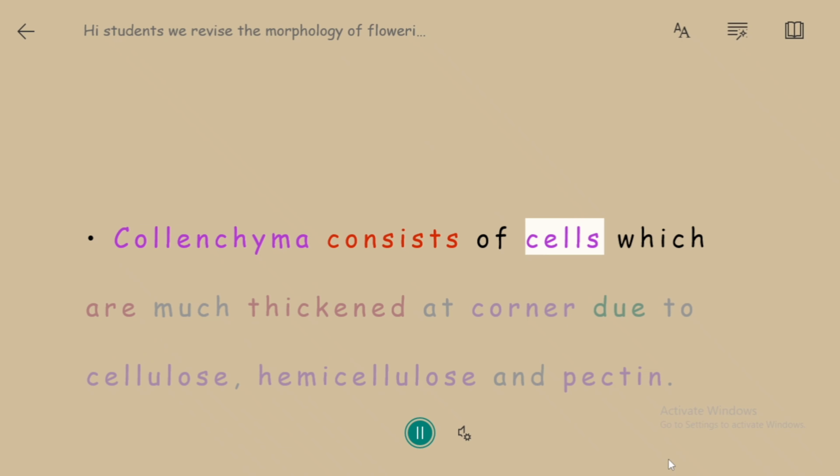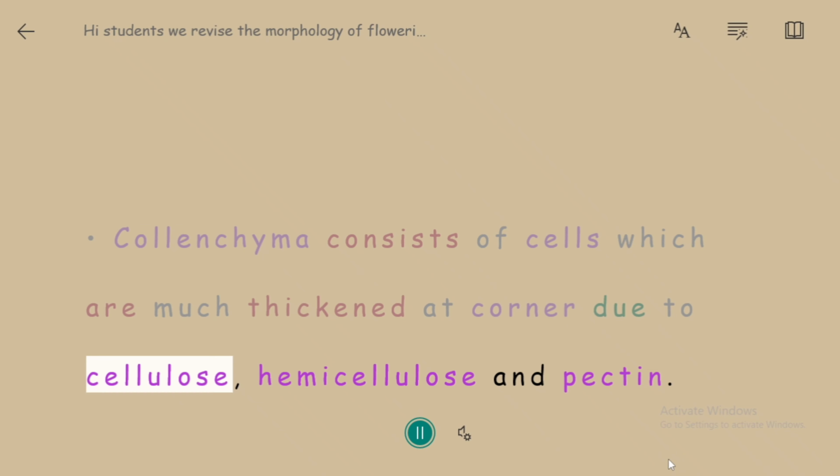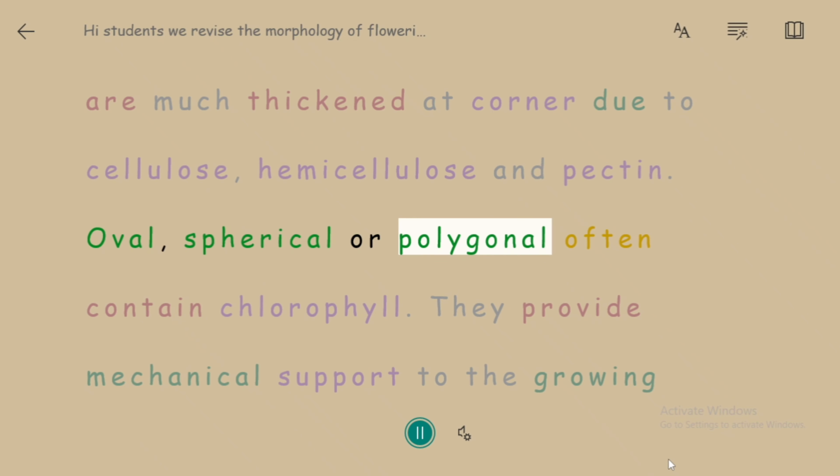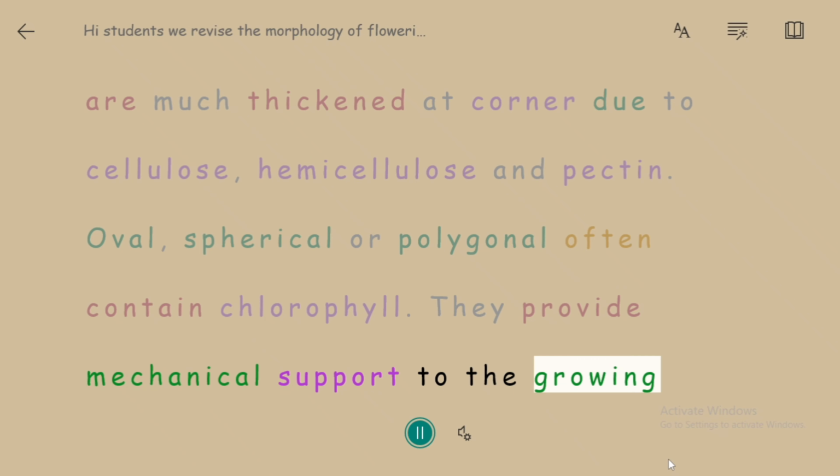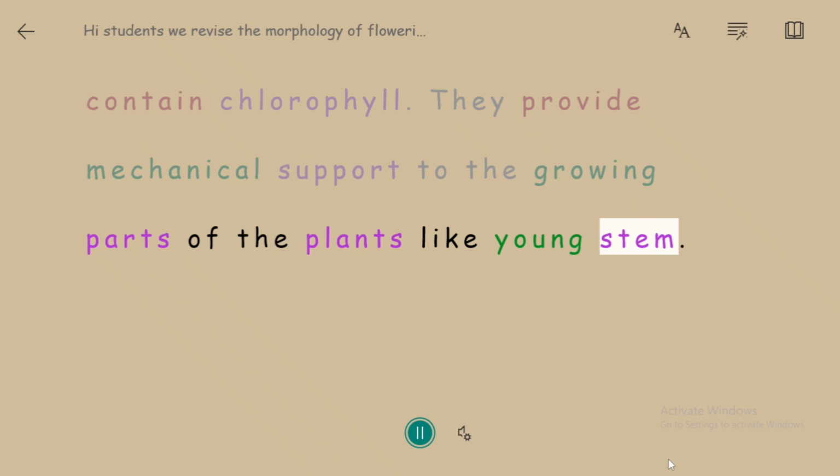Collenchyma consists of cells which are much thickened at the corners due to cellulose, hemicellulose and pectin. Cells are oval, spherical or polygonal and often contain chlorophyll. They provide mechanical support to the growing parts of the plants like young stem.